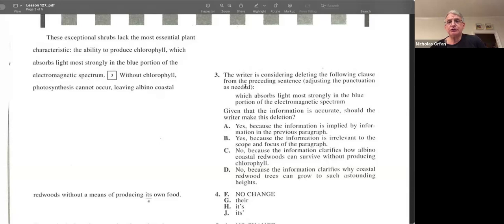So the right answer to 3 is B. Yes, because the information, though true, is irrelevant to the scope and focus of the paragraph. You don't need to know this in order to follow the reasoning. So the right answer to 3 is B.